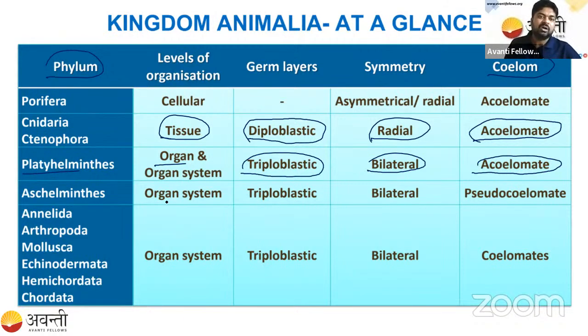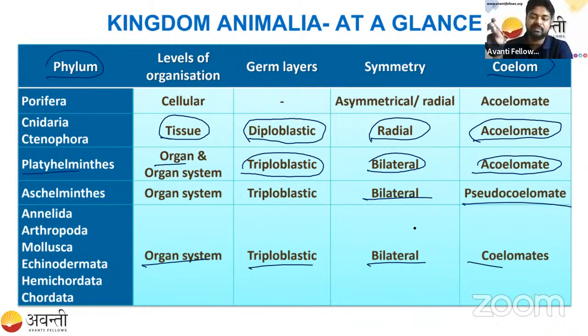Aschelminthes: organ system is the level of organization, germ layer is triploblastic, again symmetry is bilateral and pseudocoelomate. Okay, for annelid, arthropod, mollusks, echinodermata, hemichordata and chordata: organ system, triploblastic, bilateral and coelomate. Okay, so these are the basis of the classification.